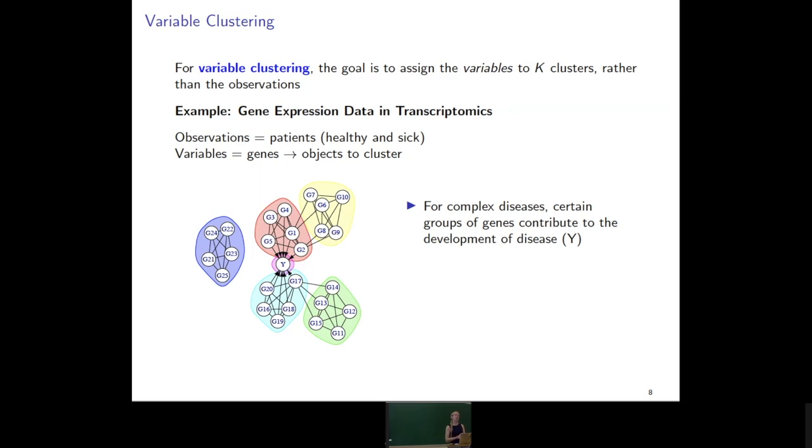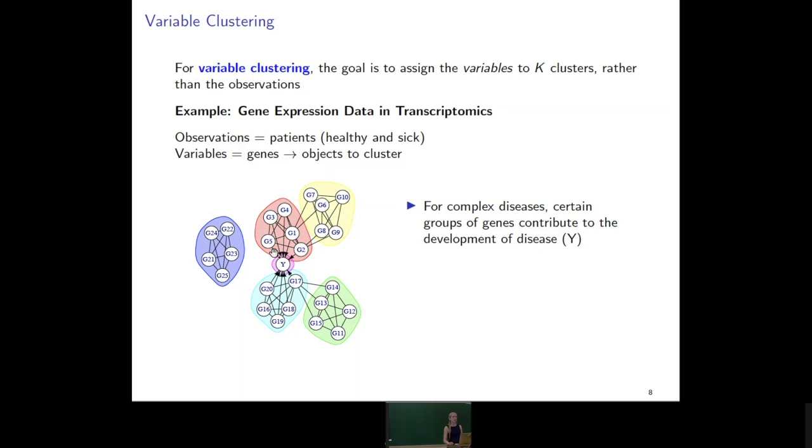The reason why this is an interesting thing to do is because for complex diseases such as cancer or heart disease, we assume that certain groups of genes actually work together to contribute to the development of disease. That's what's shown in this diagram here. This is a toy example. Obviously, there are far more genes than what I'm showing here, but there are 5 clusters of genes. Two genes are connected or related to each other if they're connected by a black line here.